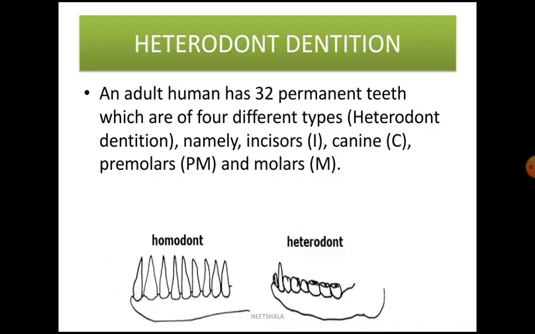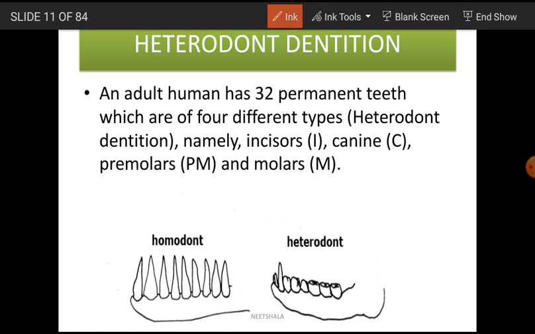Let us move forward to the third type of dentition, which is known as the heterodont dentition. If you take an adult human, we can see that there are 32 permanent teeth, and these 32 permanent teeth are of 4 different types. This type of dentition, where more than one type of tooth is present in our mouth, is known as heterodont dentition. Hetero meaning different. So different types of teeth are present in our mouth, hence the dentition is known as heterodont dentition.